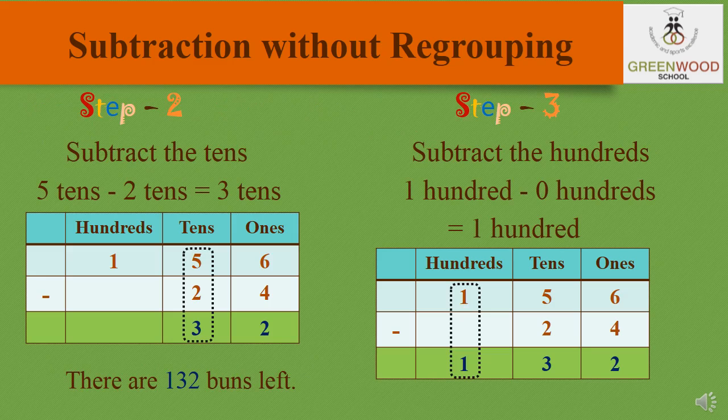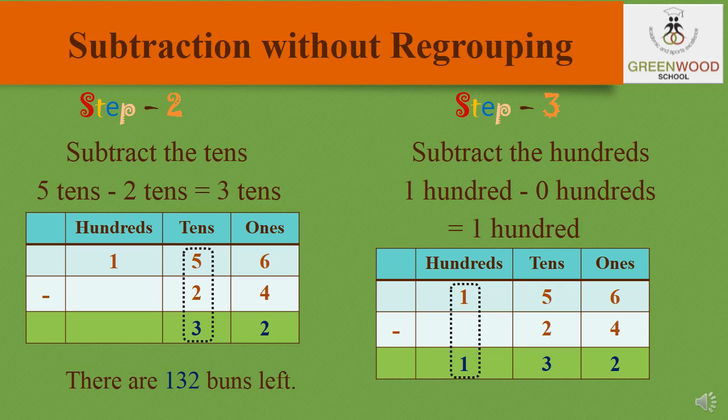Now step 2, subtract the tens, that is 5 minus 2. Again 5 is the bigger number while 2 is the smaller number. So take out 5 fingers, fold 2 fingers. 1, 2. Now how many fingers are left? Count. 1, 2 and 3. So 5 minus 2 is 3.